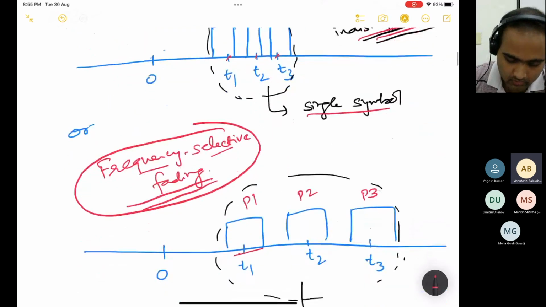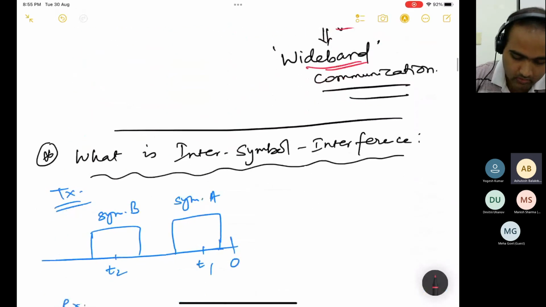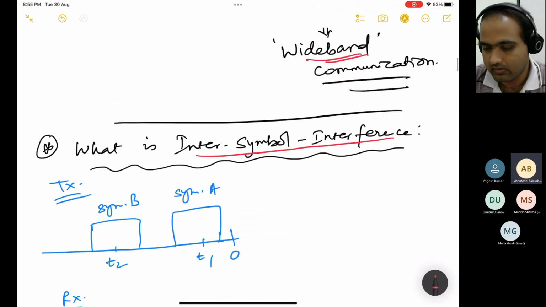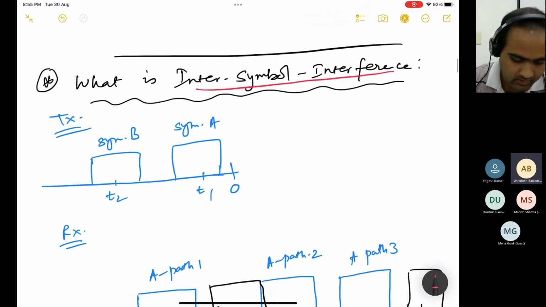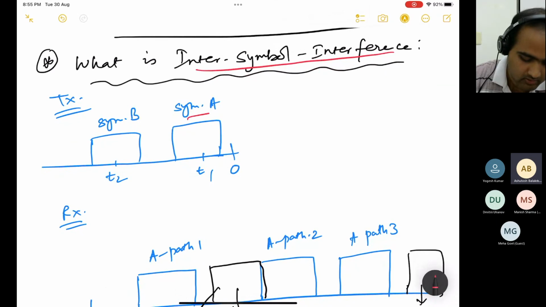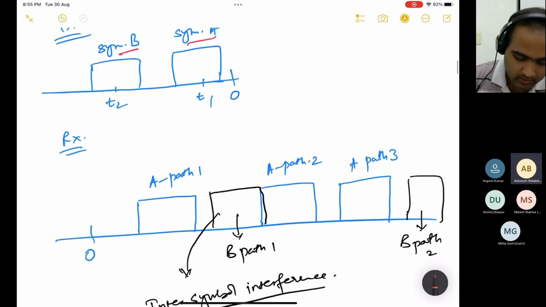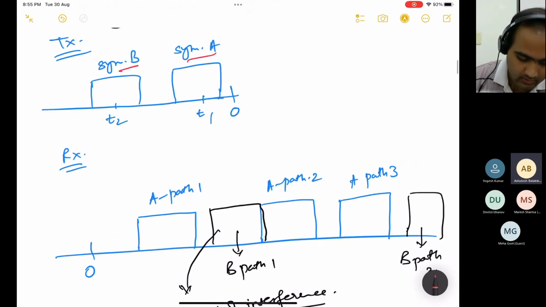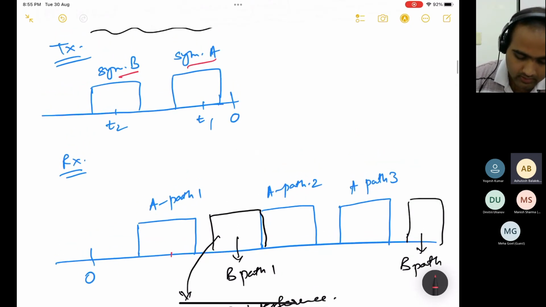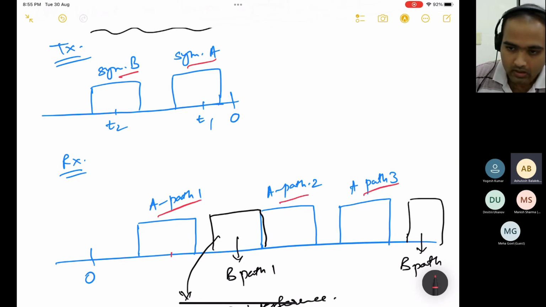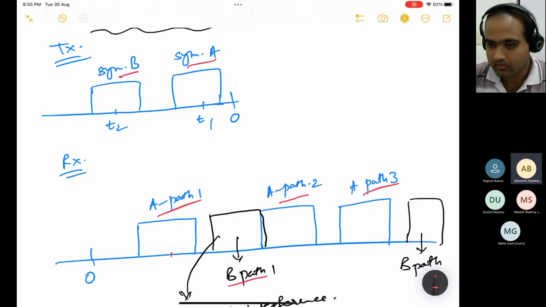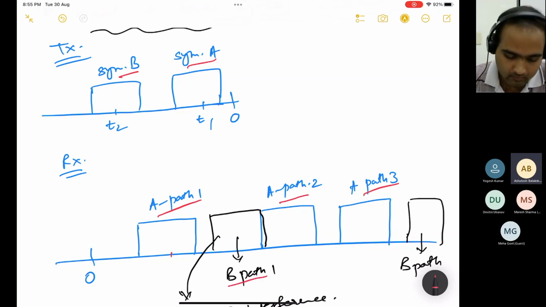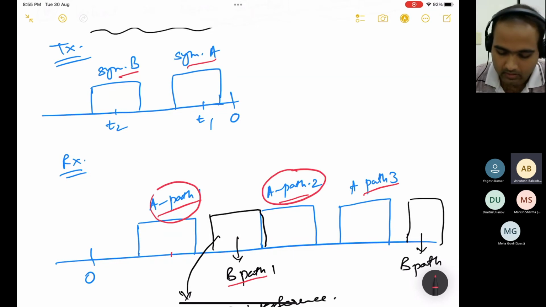Now, what is inter-symbol interference? Say we are transmitting two symbols, symbol A and symbol B. At the receiver, this is symbol A at path 1, this is symbol A at path 2, symbol A at path 3, and say you receive symbol B of path 1 between symbol A path 1 and symbol A path 2.